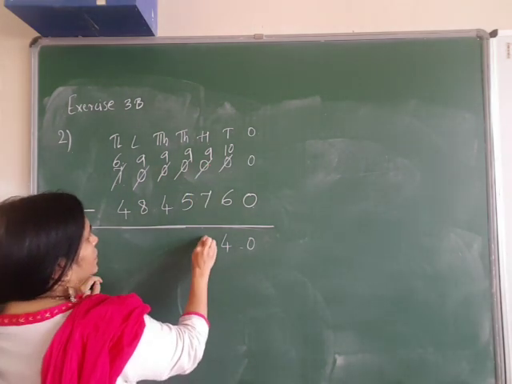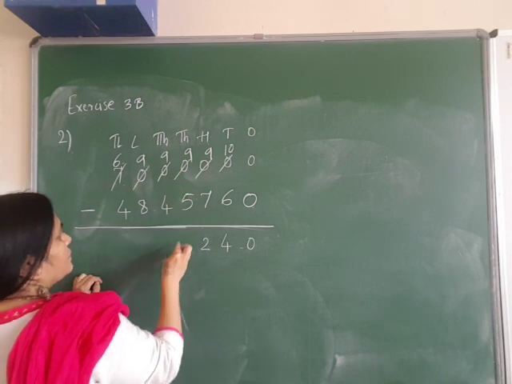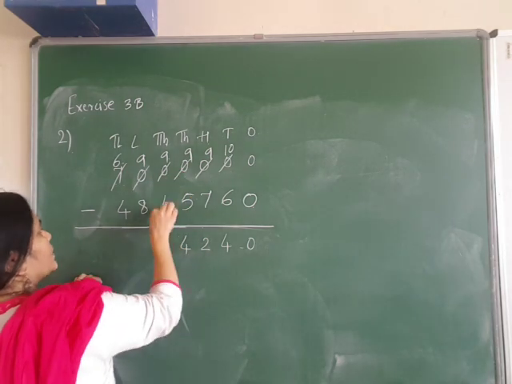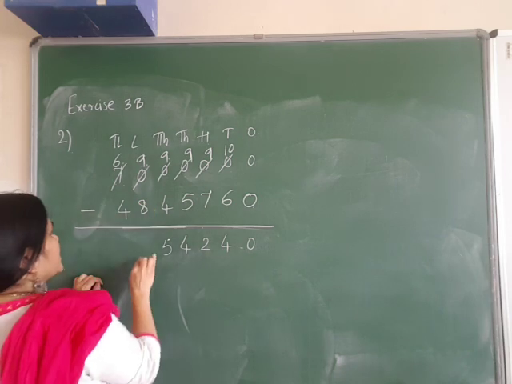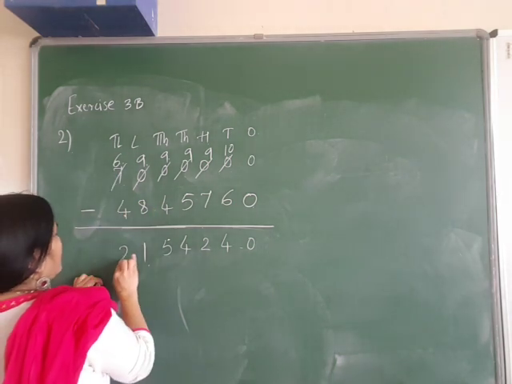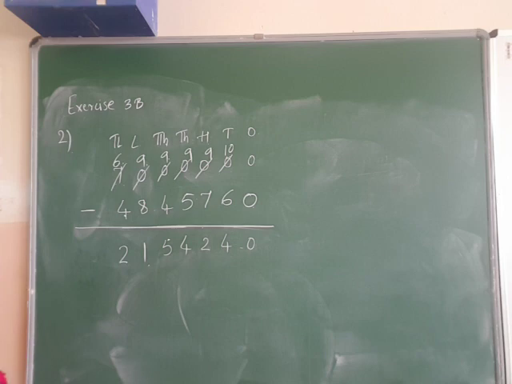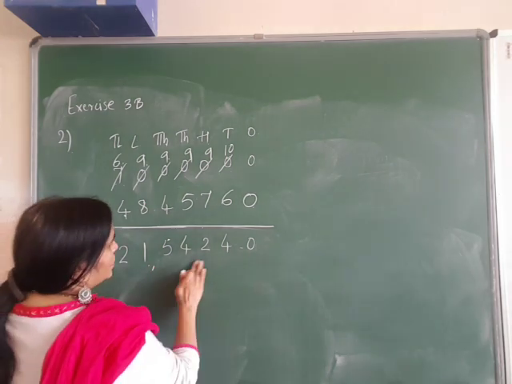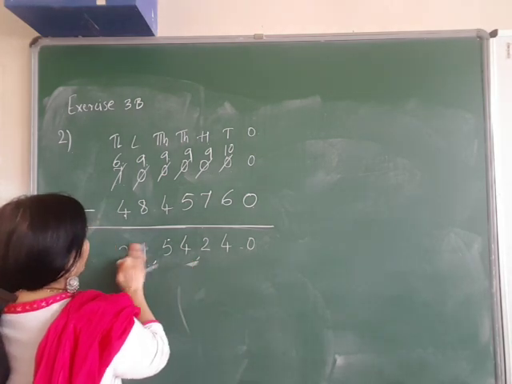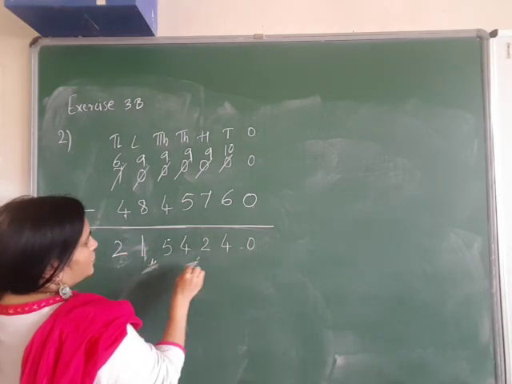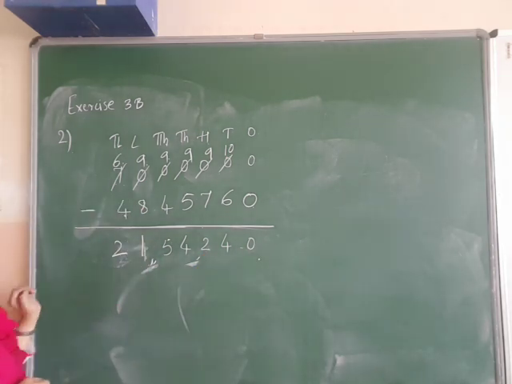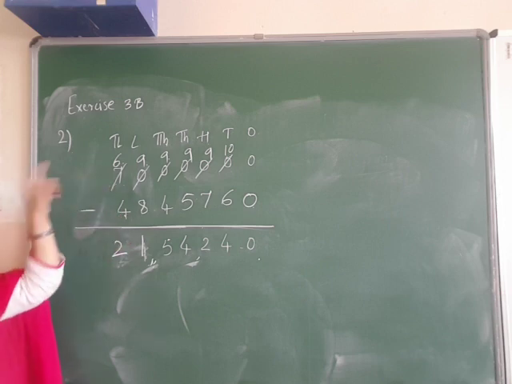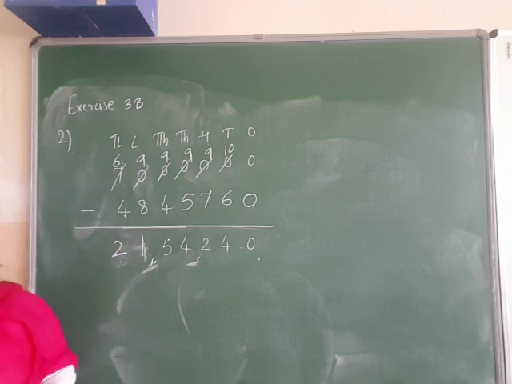9 minus 7, 2. 9 minus 5, 4. 9 minus 4, 5. 9 minus 8, 1. 6 minus 4, 2. So how much more is it? 21 lakhs 54,240. So 21 lakhs 54,240 is more compared to 48 lakhs. So when you add these two, you will get 70 lakhs. So hope you understood this.